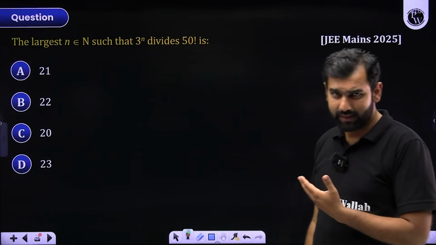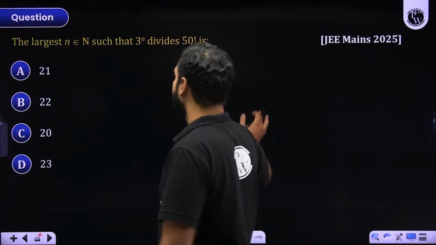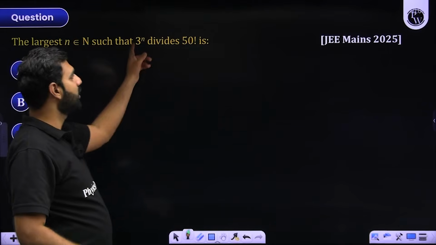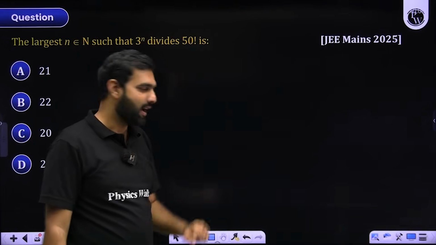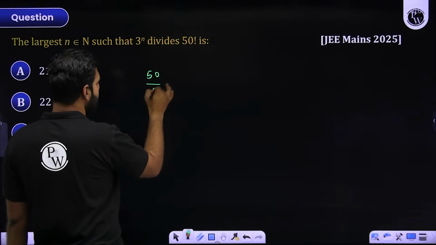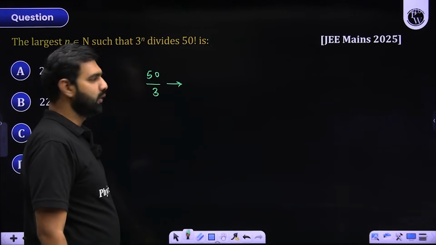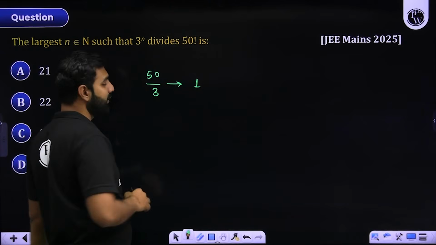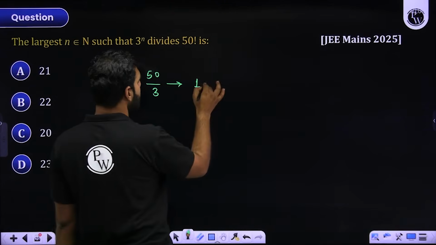Such an easy question as asked by JEE Mains in 2025: the largest natural number n such that 3 to the power n divides 50 factorial. I hope you have this algorithm in your mind. Sir, I'll divide 50 by 3 first. 3 times 1 is 3, remainder 2, that is 20, and 6 times 3 is 18.